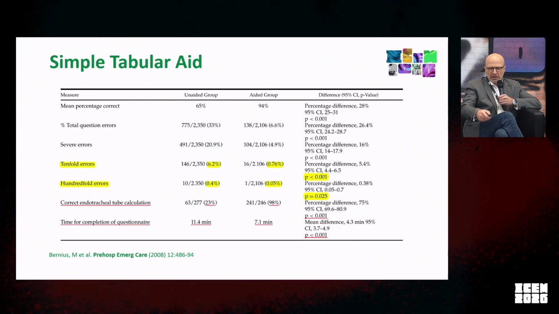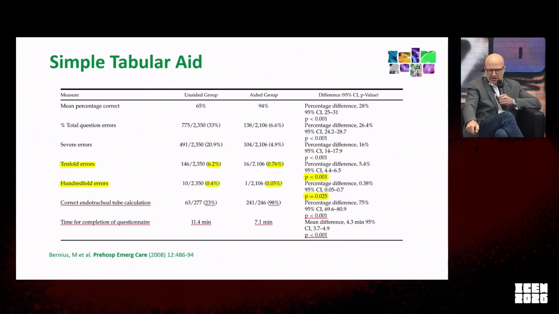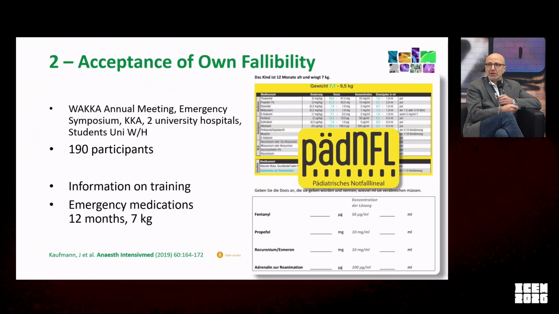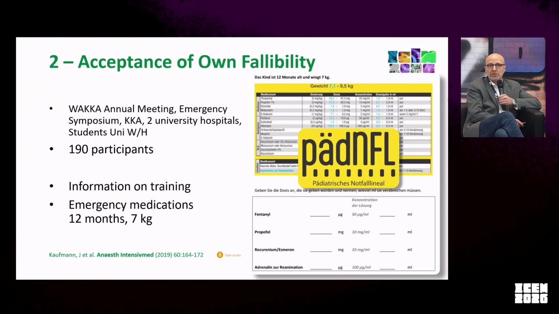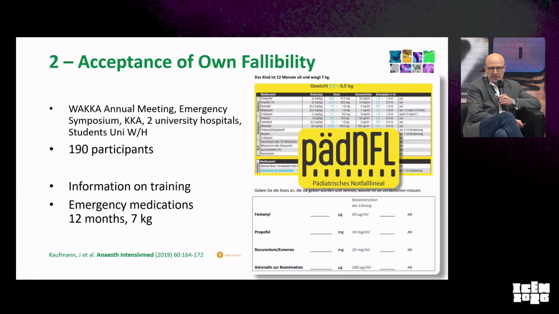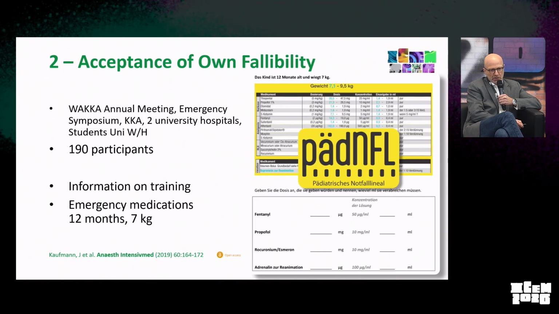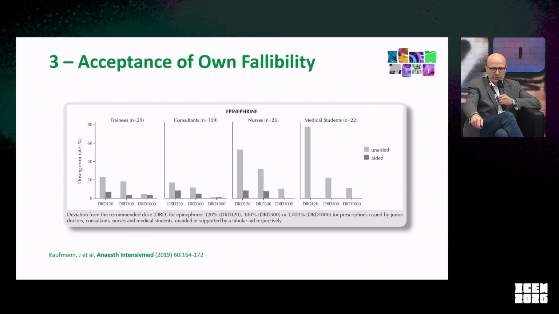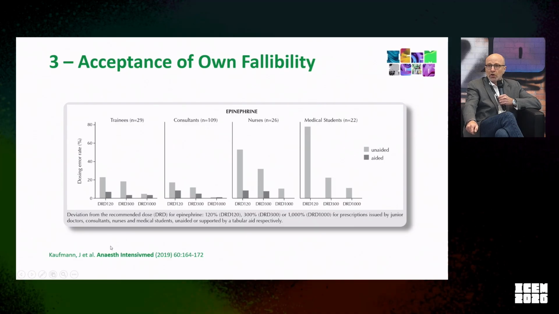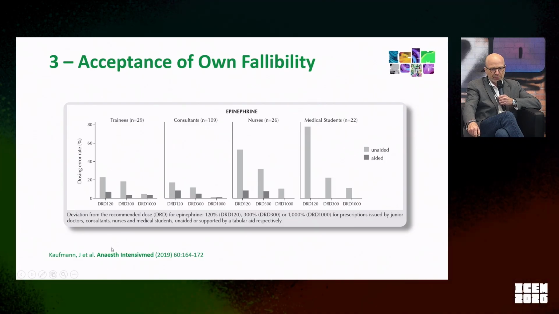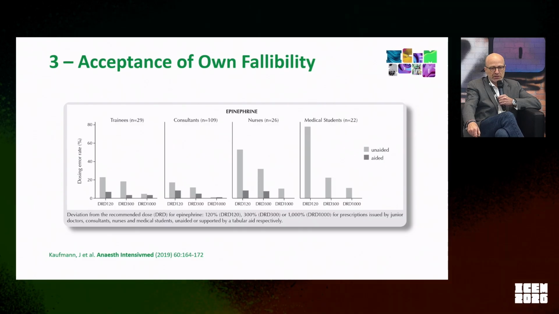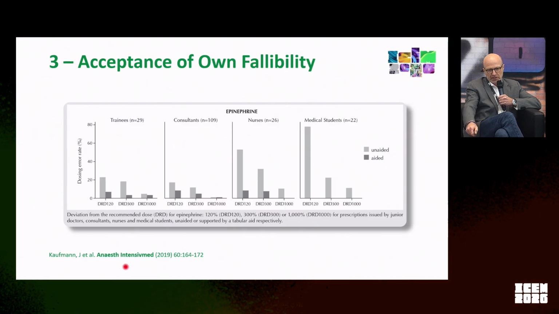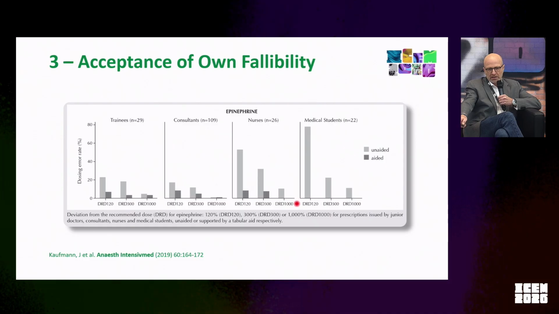But when I read this the second time, I saw there were still errors, and I was interested in this question, and then I repeated quite the same study, but additionally asked the participants who they are, and then we saw really astonishing results. We had the medical students, we had nurses, all from pediatric anesthesia or intensive care, we had trainees, physicians and consultants, and you see the light bars are the unaided errors.